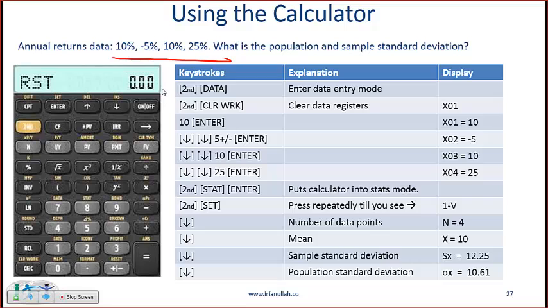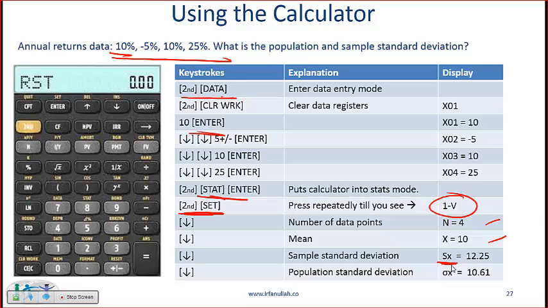So I'll pause here for a moment, and you need to be able to plug in these numbers. So data means you get into data mode, and then clear everything. 10 enter is the first item, enter the rest of the data. Then you go into the stat mode, and when you go into stat mode, if you don't see one variable on your screen, then hit second set until you get into one variable mode. Then as you hit down arrows, you will see n equals 4, x equals 10.